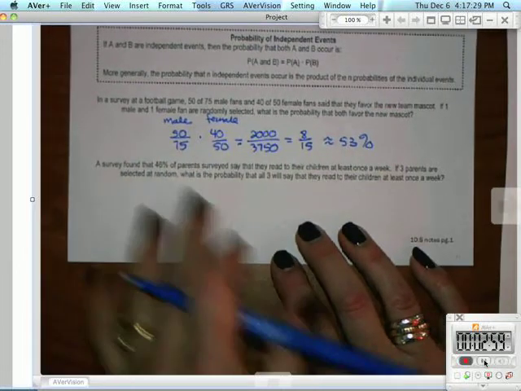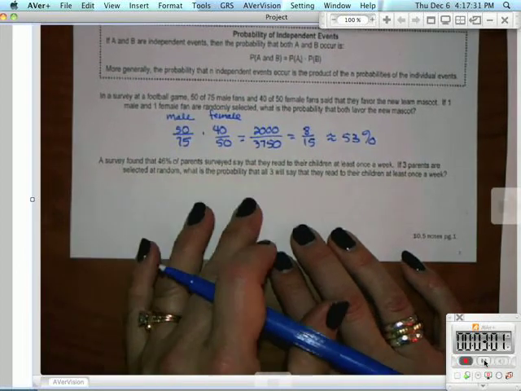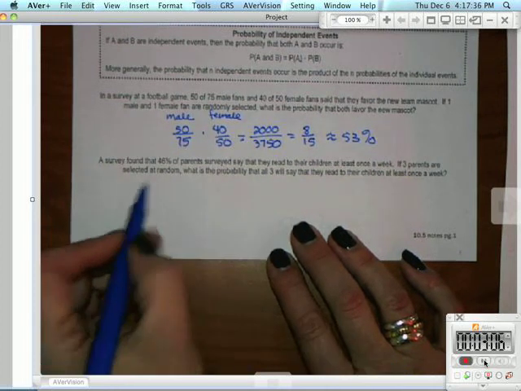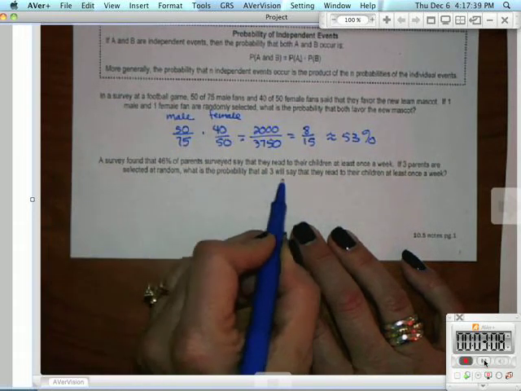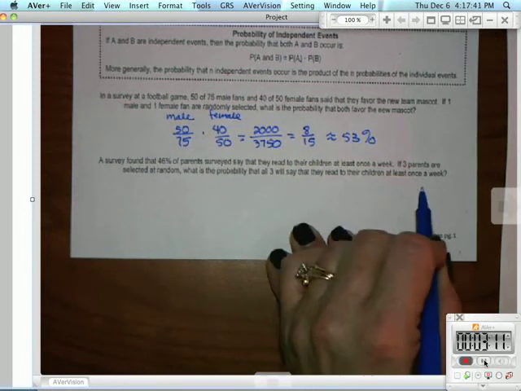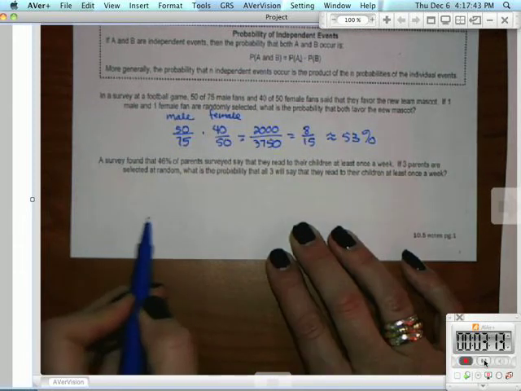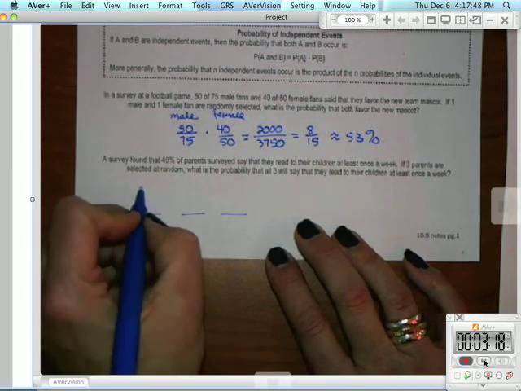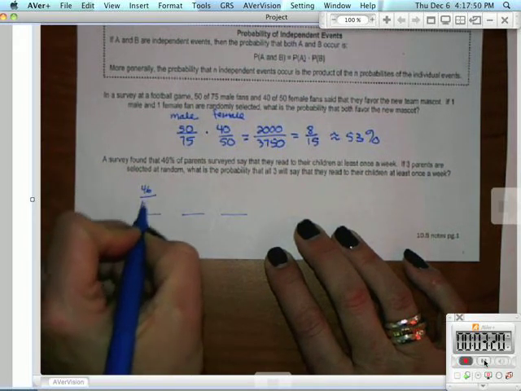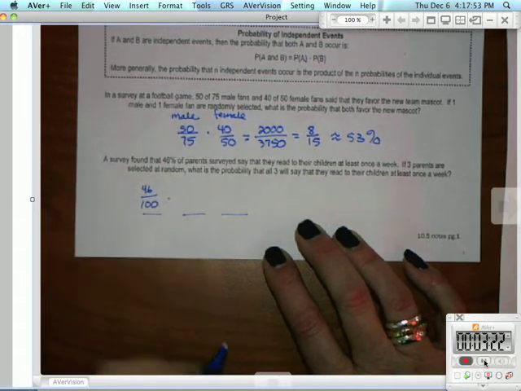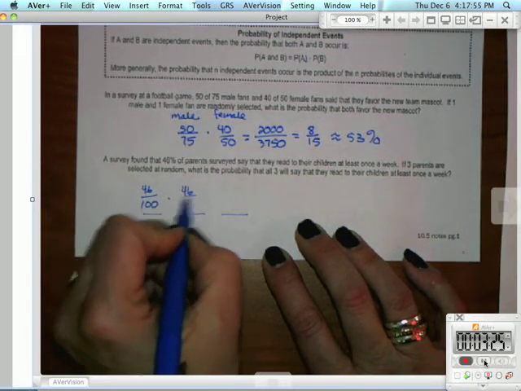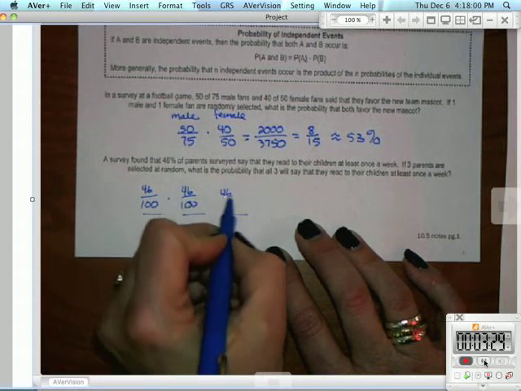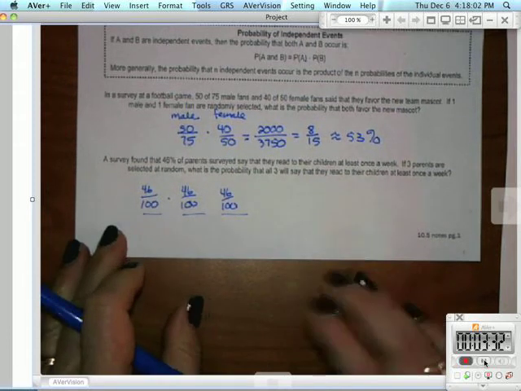A survey found that 46% of parents surveyed say that they read to their children at least once a week. If 3 parents are selected at random, what's the probability that all 3 will say that they read to their children at least once a week? So we have 3 events, 3 parents being drawn. The first parent, the chance of them reading to their kids is 46 out of 100. The second parent, it's the same thing. It's not affected by what the first person said. The third parent is also a 46 out of 100 chance.